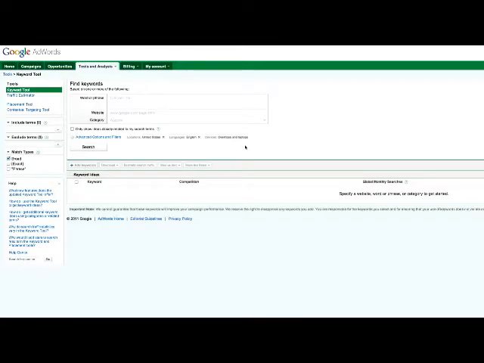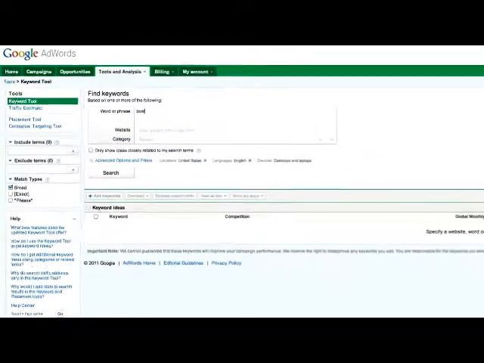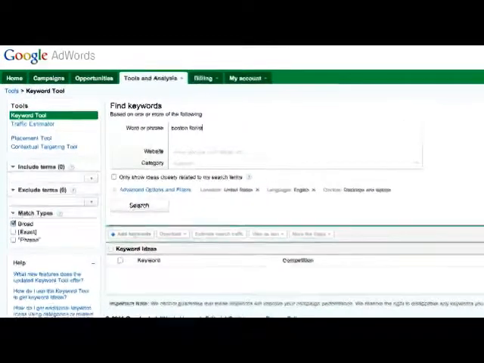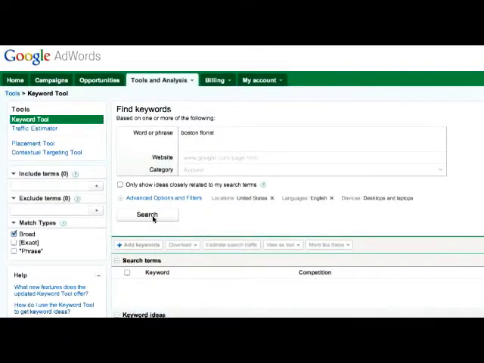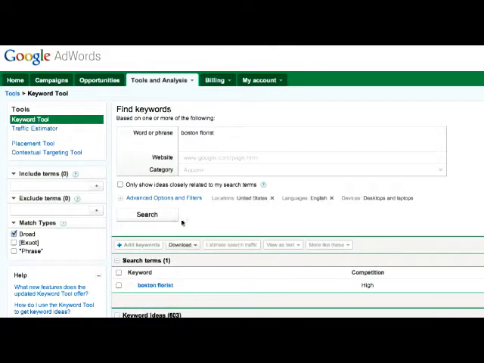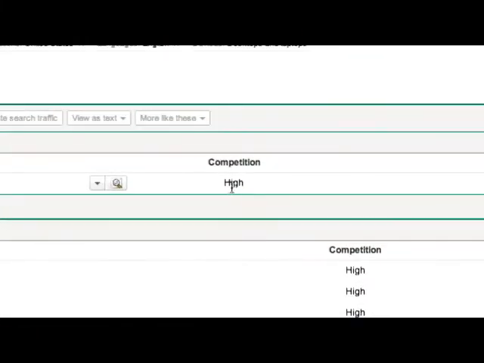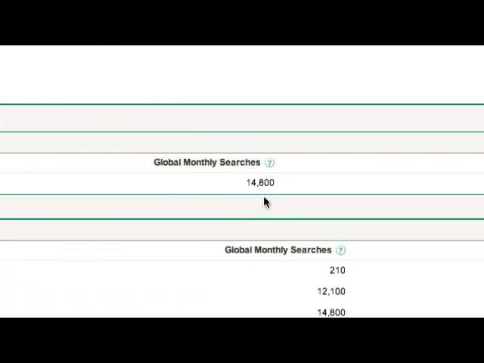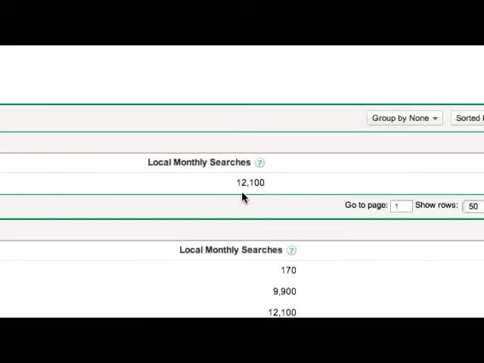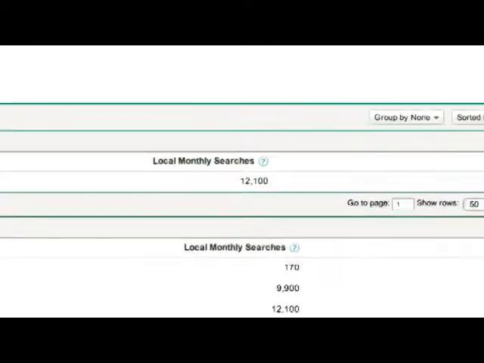Okay. Here we are at the opening interface of Google AdWords. Let's say we're this florist in Boston, so let's start with the words Boston florist. Now let's look at what Google tells us. First of all, unfortunately, the competition for these keywords is very high. It also tells us that every month, approximately 14,800 people around the world enter Boston florist. 12,100 people make this search from within the United States.